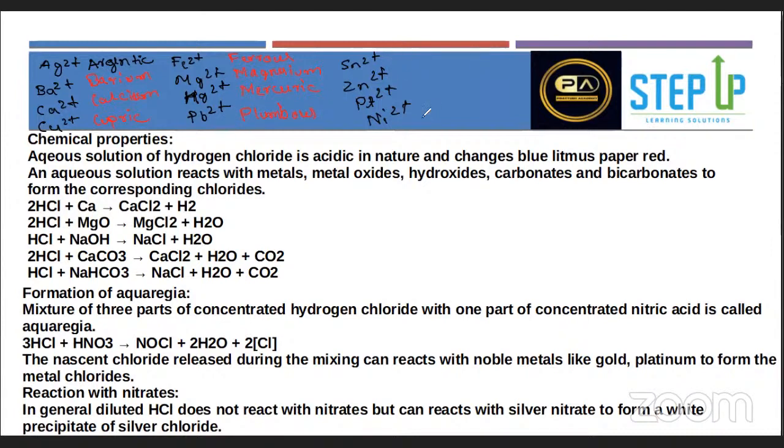Sn2+ is tin. Tin in the plus 2 state is known as stannous. Zinc is taken as zinc. Platinum will be taken as platinous. Nickel as nickel. This is all after monovalent; these are all divalent. We'll write trivalent and tetravalent, then we'll see the negative ions.